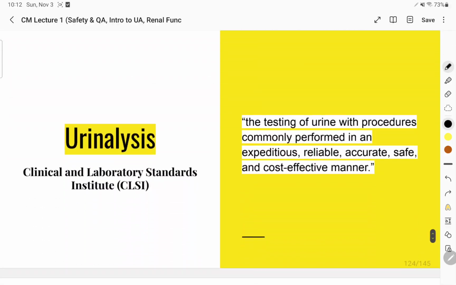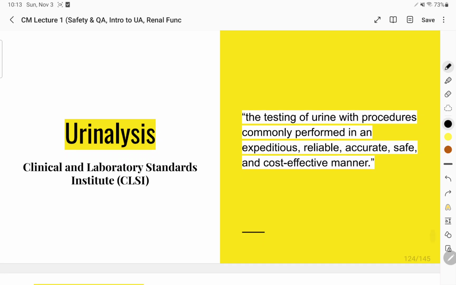Okay, so urinalysis, according to the Clinical and Laboratory Standards Institute, is the testing of urine with procedures commonly performed in an expeditious, reliable, accurate, safe, and cost-effective manner. So according to CLSI, urinalysis is reliable, accurate, safe, and cheap too. Okay, and it can be done quickly.